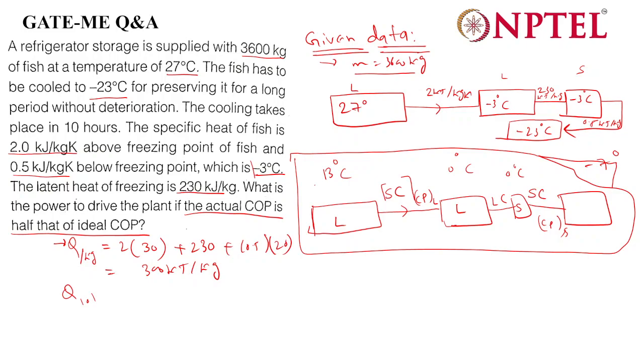Q total would be 300 into 3600, because here we want power. Power means in units, we want to know how much we have to give. So it is the total, in kilojoule, and it is happening in how much time? 10 hours. If we convert 10 hours to seconds, it becomes 10 into 3600, and 3600 will cancel. So it becomes about 30 kilowatt.